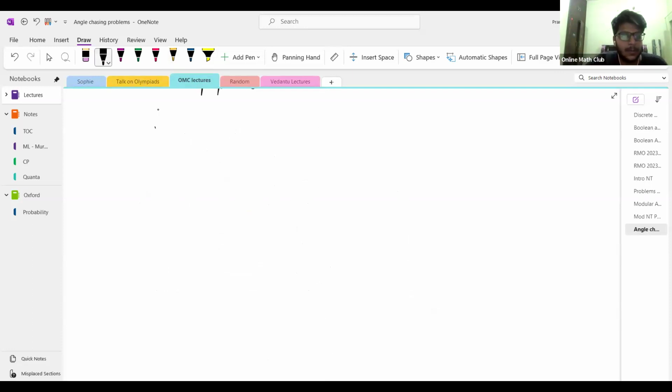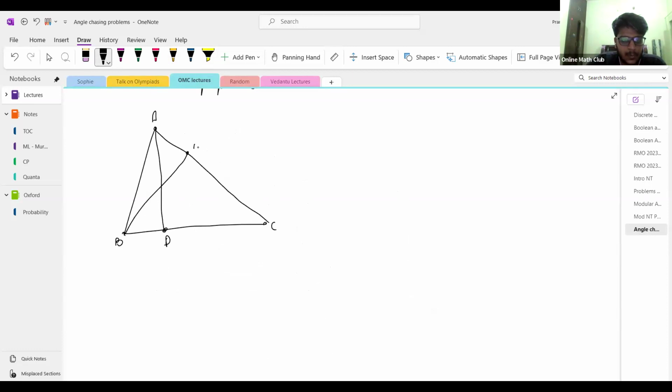Okay, so let's start with the orthocenter. These are the feet of the altitudes. Can someone find all the angles in the triangle, whatever angles you can find?